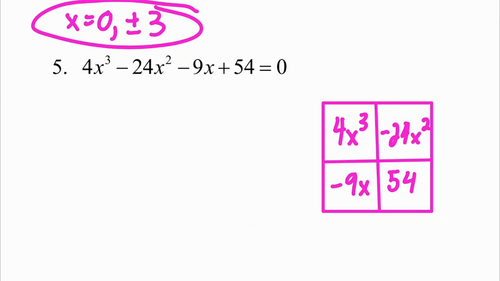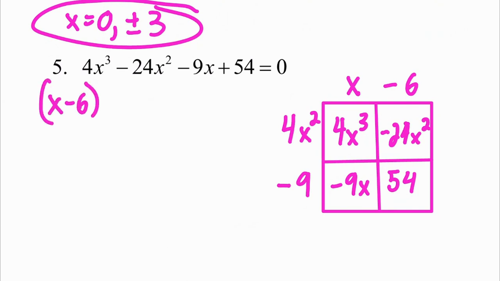So out of the first column, I can just take out an x. Out of the second column, it may be a little hard to see, but I can take out a negative 6. Both of those are divisible by negative 6. Again, I'm doing negative because the closest box is negative. Out of the first row, both of those are divisible by 4x squared. And out of the second row, the closest box is negative, so I take out a negative 9. So then I have x minus 6 and 4x squared minus 9.